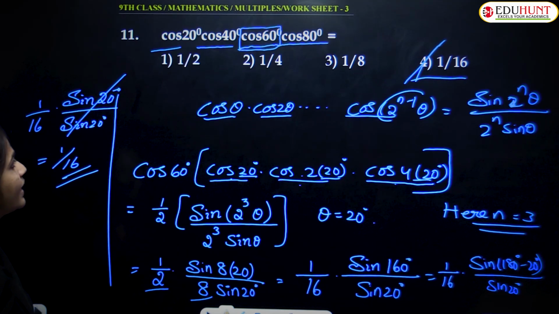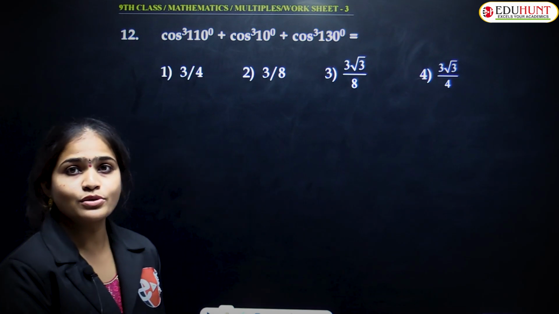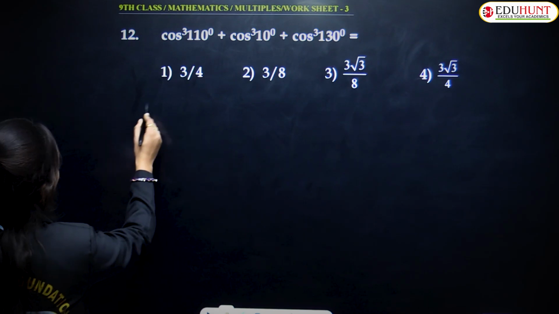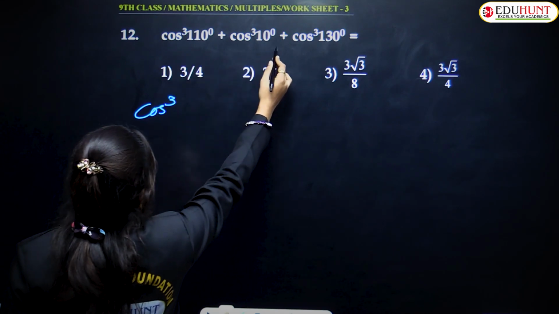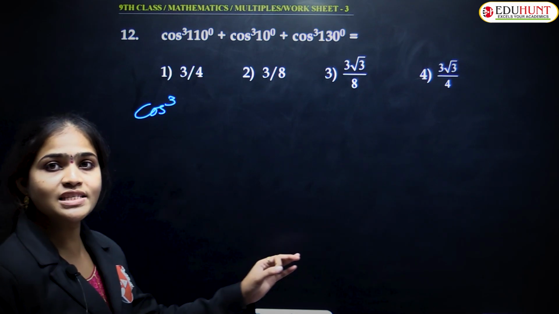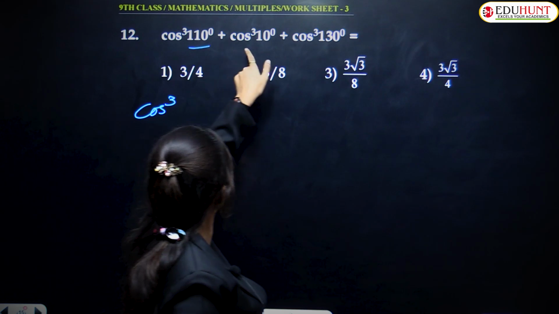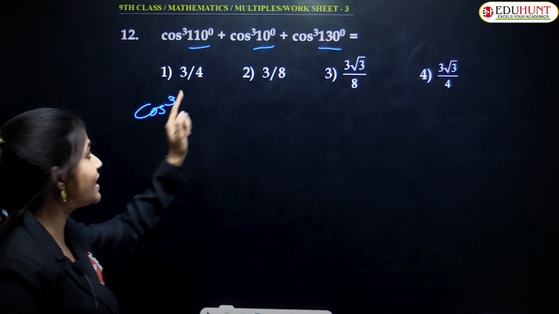Yes. So let us see the next question, the 12th one. See here, this is also directly one of the identities. These are all questions related to identities only. See, cos cube 110 degrees, cos cube 10 degrees, cos cube 130 degrees. What I told you is that always first you have to concentrate on the least angle. So out of these 3 angles, what is the least angle here? Least angle is 10 degrees.